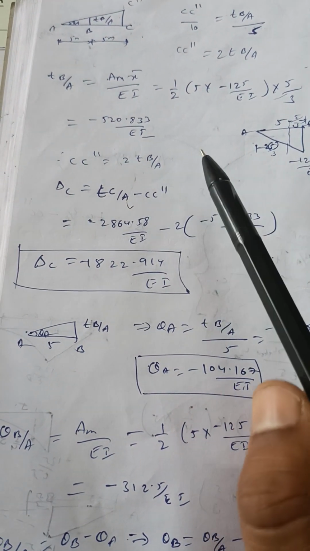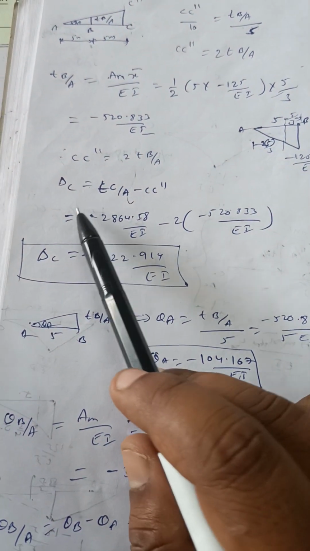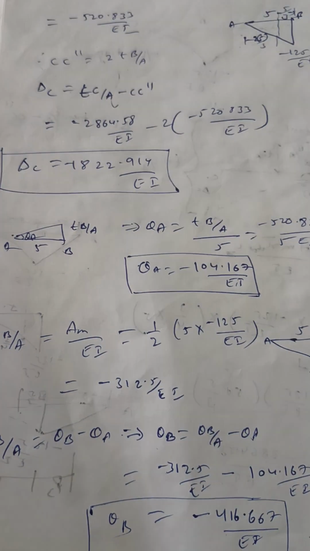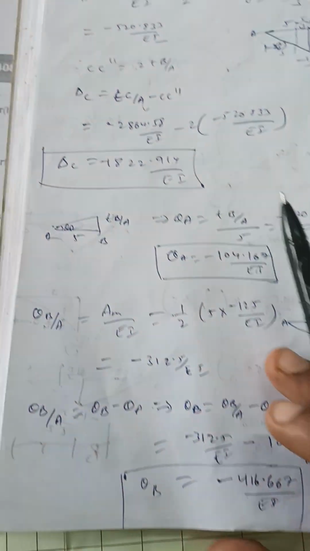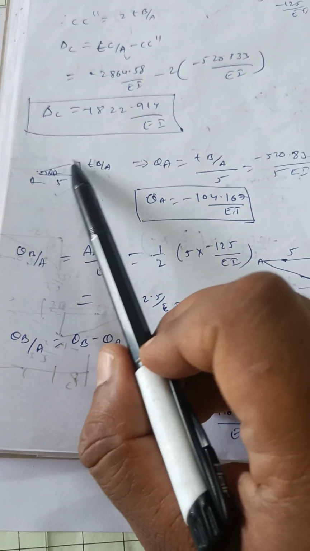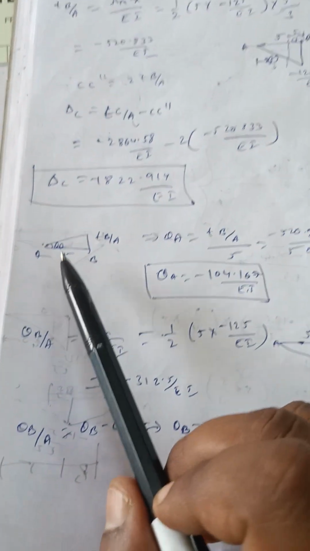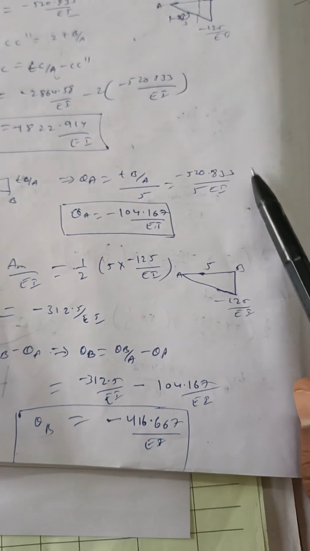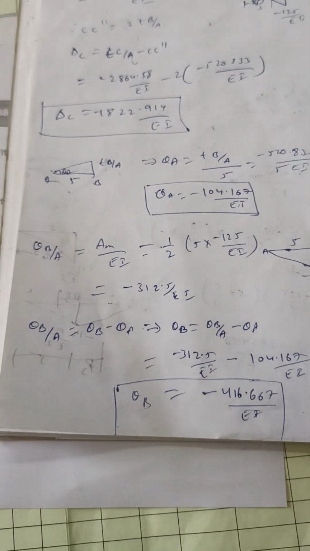Now I have substituted in the formula delta C equals t C by A minus CC dash. In this formula I have substituted, and now I got delta C. So the deflection at C is completed. Next we need to calculate theta A. From this figure AB, theta A we can write as t B by A divided by 5. With the value we already know, divided by 5, theta A is over.